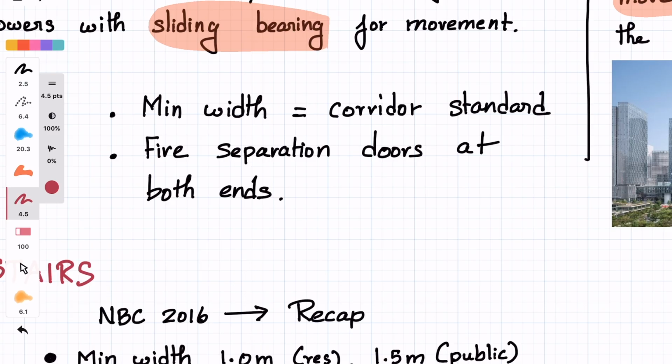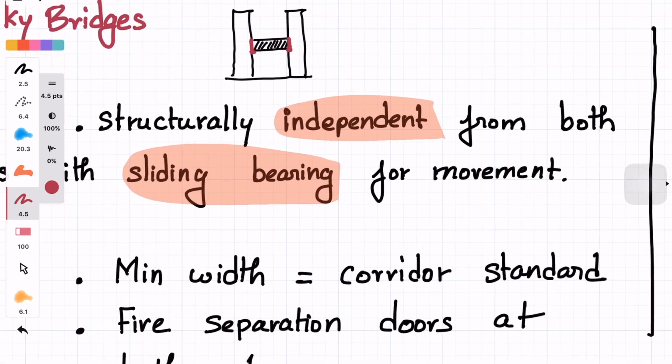It is important to keep fire separation doors at both ends. This is mainly to avoid the spread of fire from one tower to another tower through the sky bridges during the time of emergency. That is the reason it is always essential to add fire separation doors at both ends of the sky bridge.